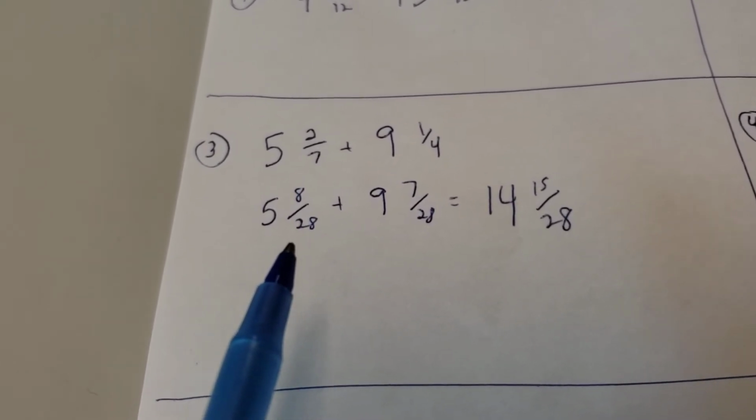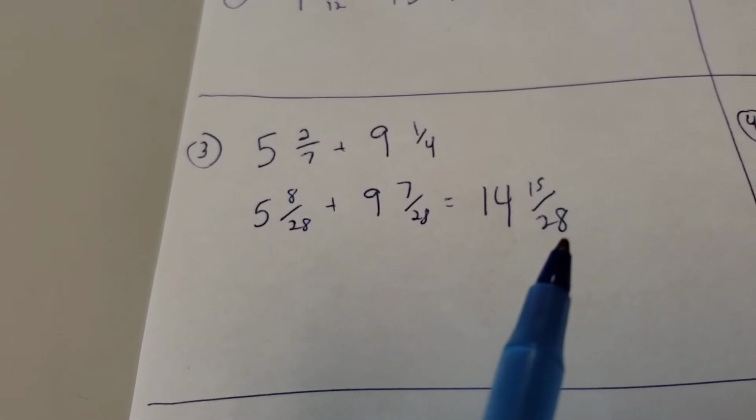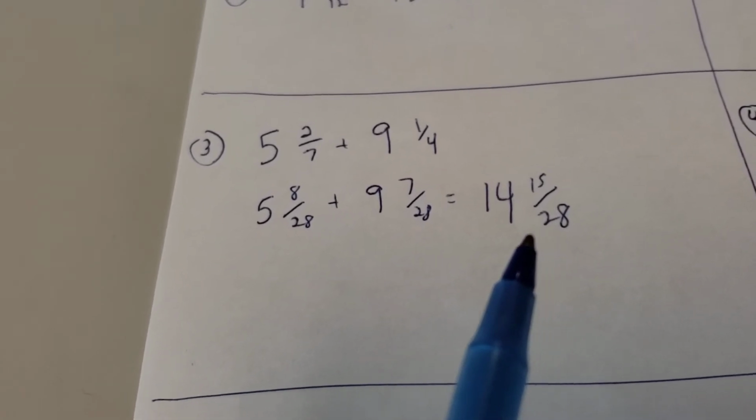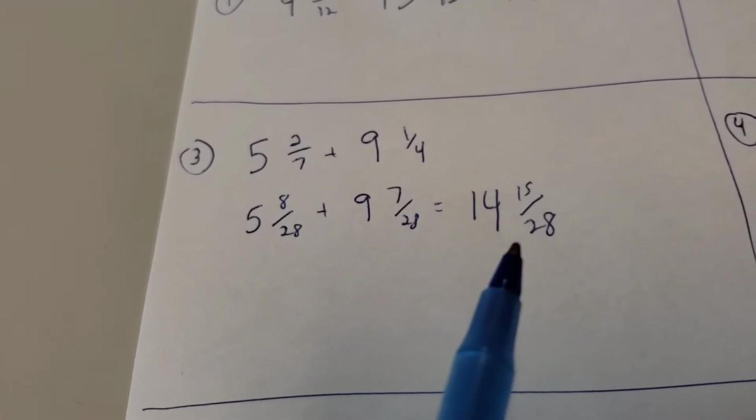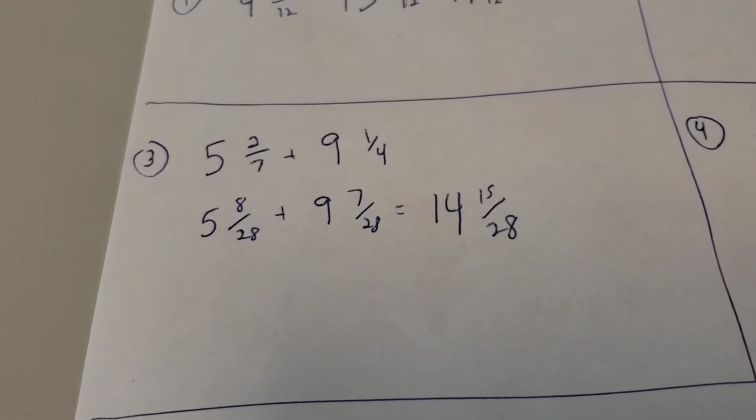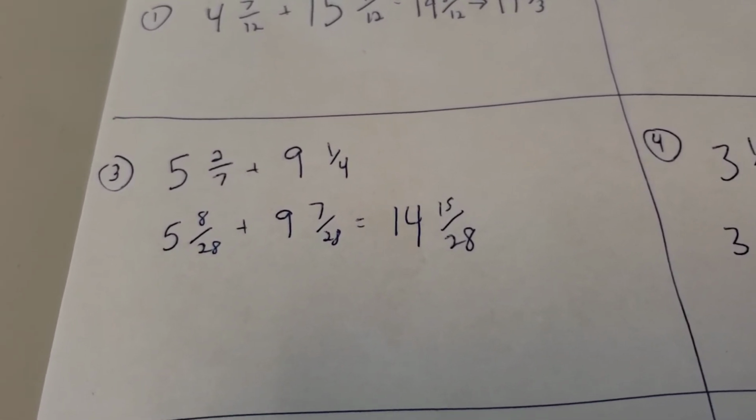So now I go ahead and add the 8 28ths and the 7 28ths to give me 15 28ths, and then 5 plus 9 is 14. And I can't take that fraction any lower, so 14 and 15 28ths.